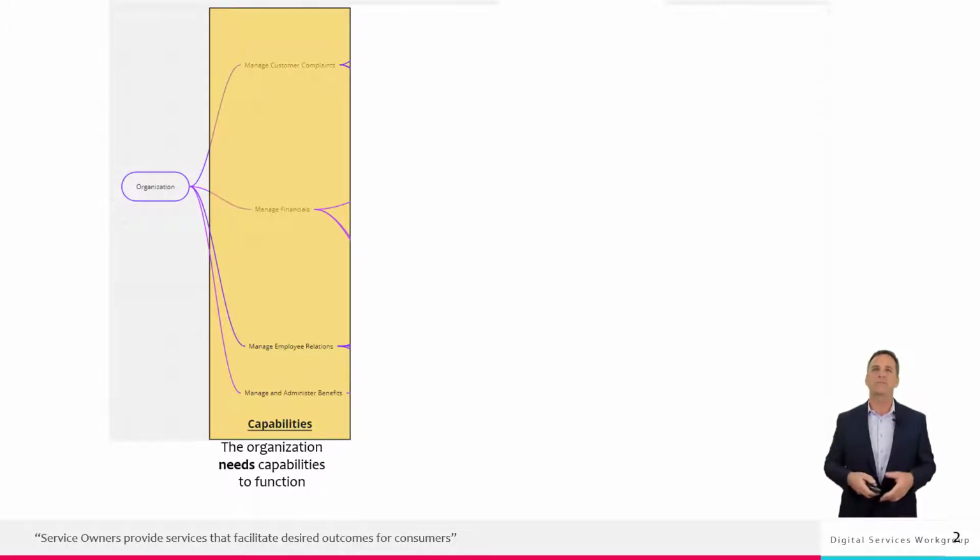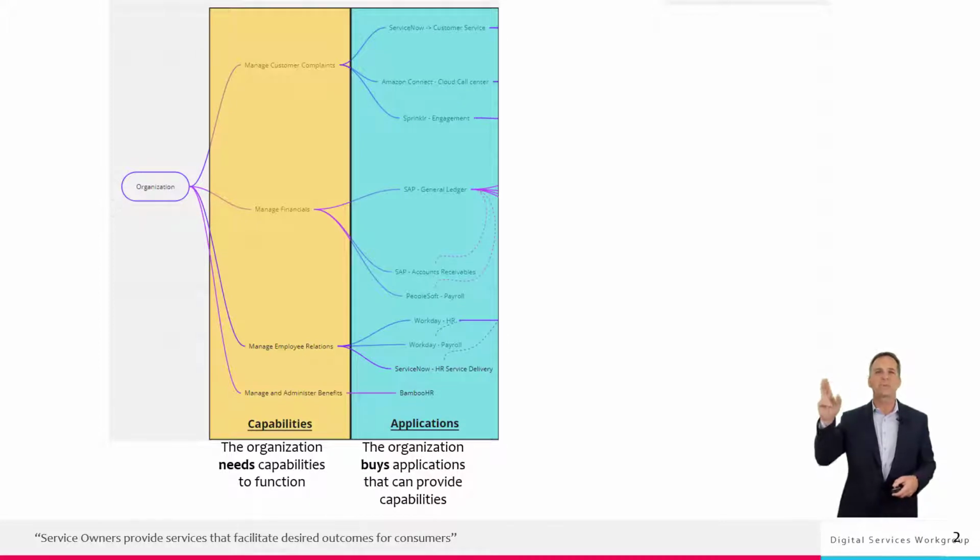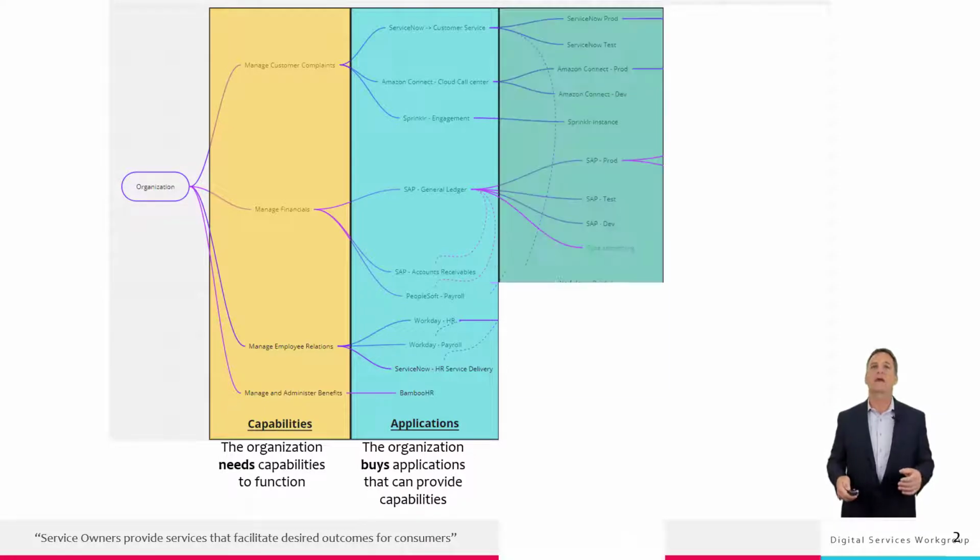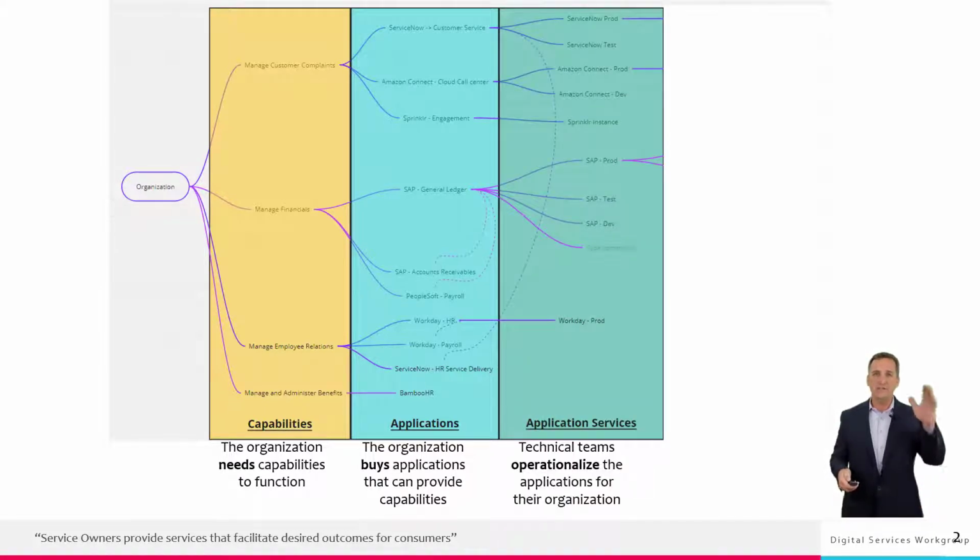Today, the process of providing these capabilities usually starts with the purchase of an application. Applications such as ServiceNow, PeopleSoft, SAP, and Workday, to mention a few. Once these applications are purchased, they have to be set up and configured to operate in the organization. This is where the first layer of digital services come in. The application service teams provide the infrastructure along with all of the other enabling technology needed to bring the application that was purchased to life.